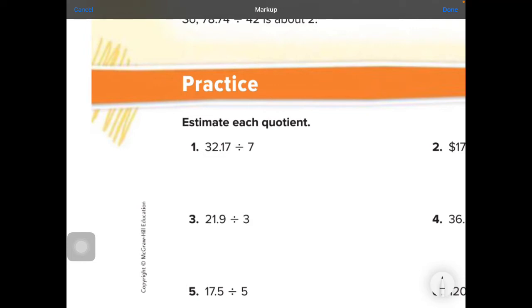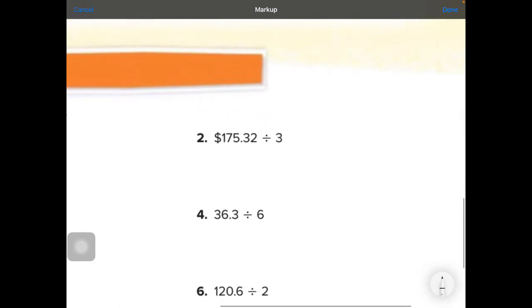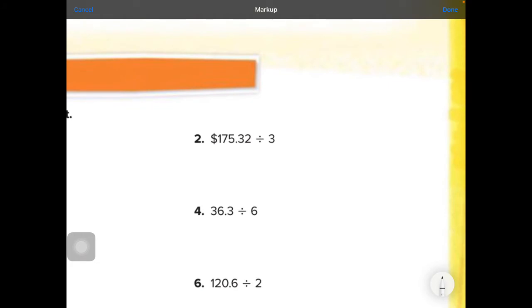Okay, you may want to grab some graph paper for this or just write really neatly. You decide. Make sure it's neat enough that Mrs. Bean can correct it. Number 1, 32.17 divided by 7. Well, I'm going to change both of those numbers because I know that 8 gets along really well with 32. So 32 divided by 8 would be 4.